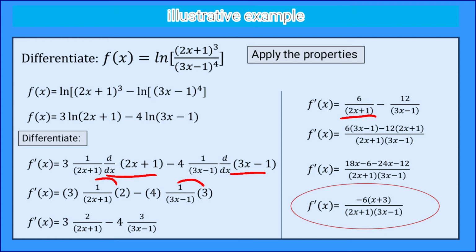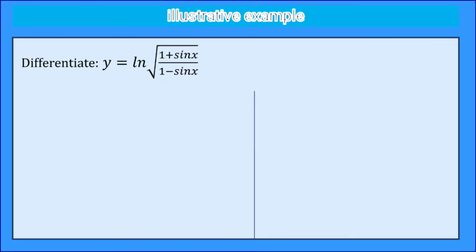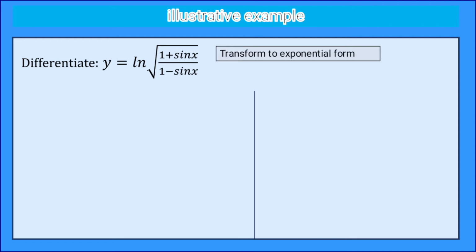Okay. Alright, so let's move forward to the last example that we have. Differentiate y is equal to ln of the square root of 1 plus sine x over 1 minus sine x. Since we have the radical form of the equation here, we need to transform this into exponential form. And when we change this into exponential form, it will become y is equal to ln of 1 plus sine x over 1 minus sine x raised to 1/2.